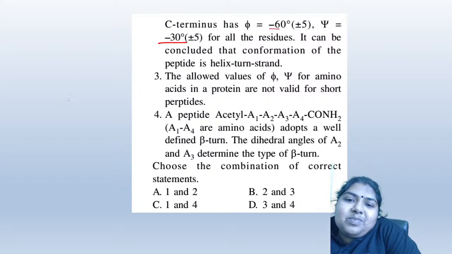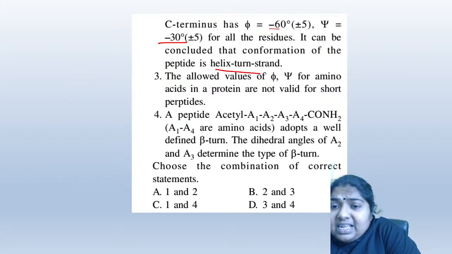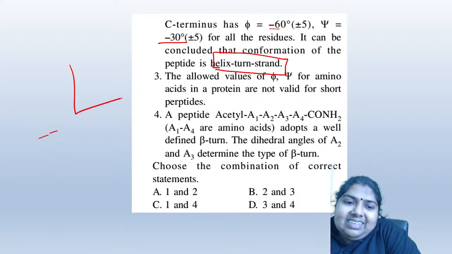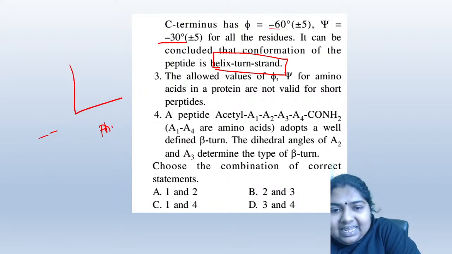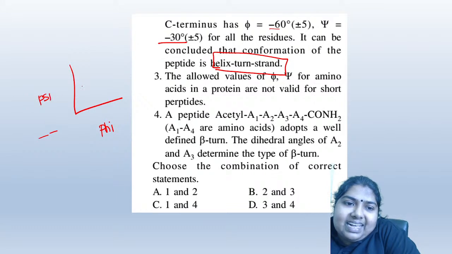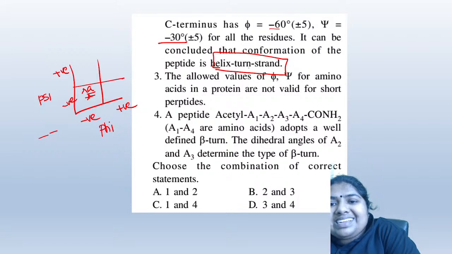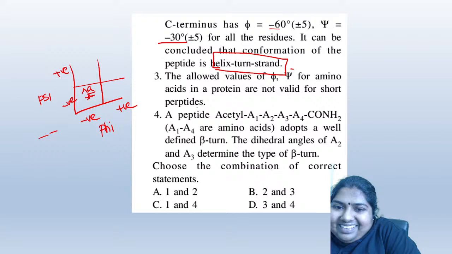So both are minus, what is the conformation? This is going to be the phi angle. This is going to be the psi angle. If both are minus, it should be RA. RA means right-handed alpha helix. It is shown here as helix, turn, strand. So think whether it is going to be true or false.